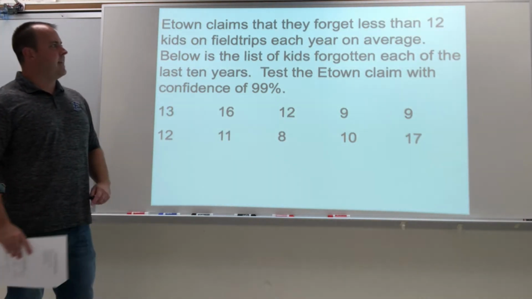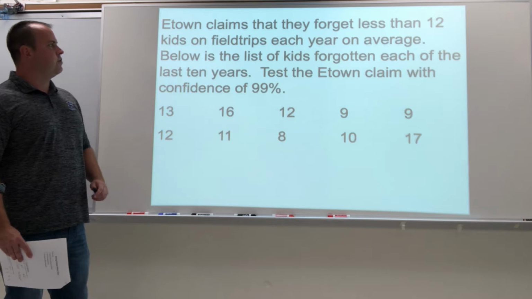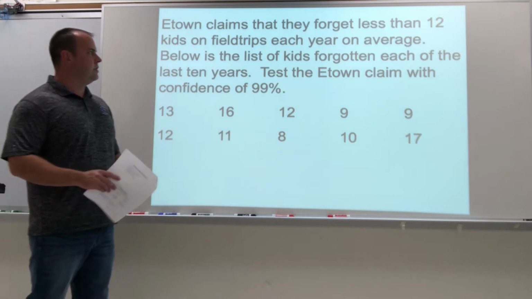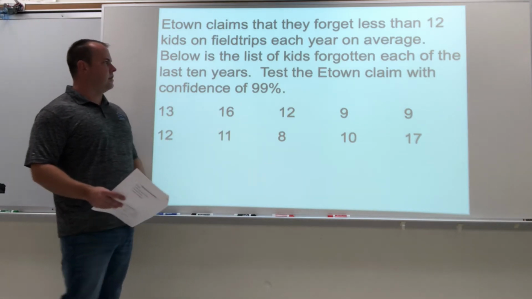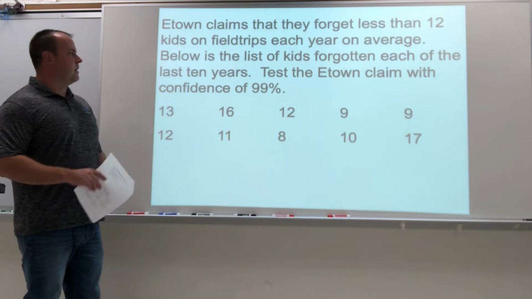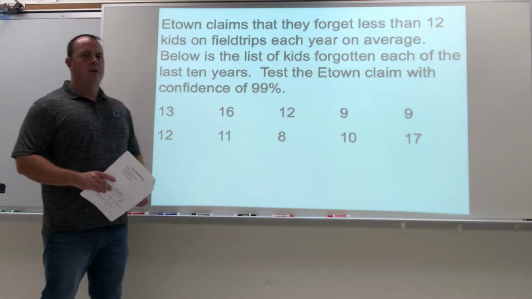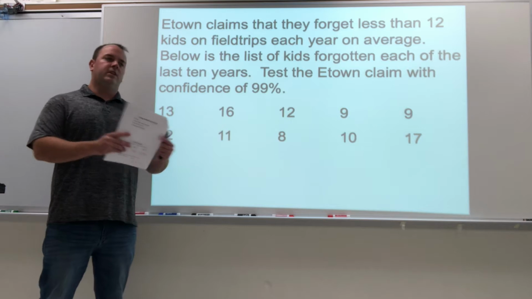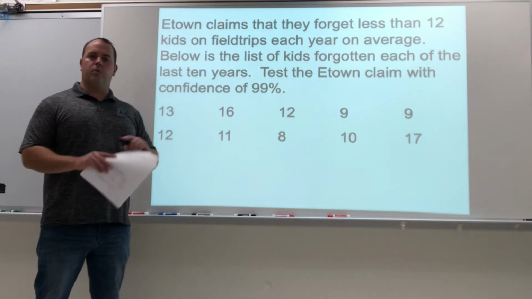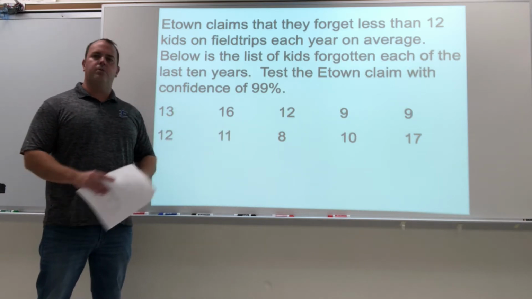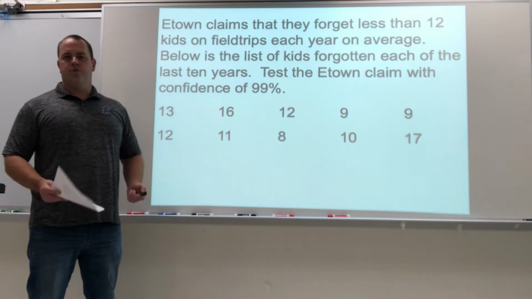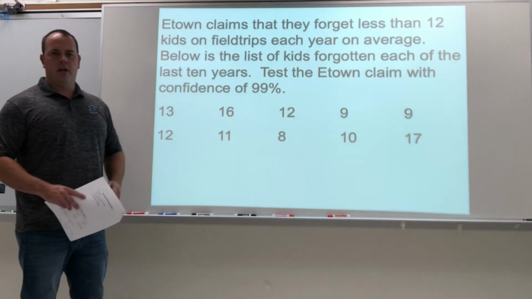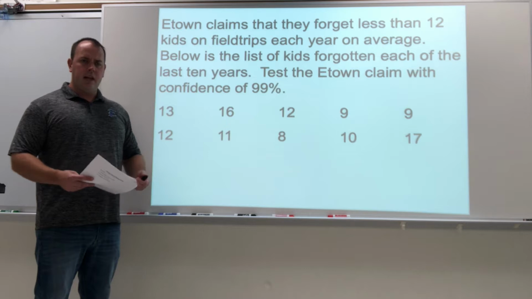E-Town claims that they forget less than 12 kids on field trips each year on average. Below is a list of kids forgotten each of the last 10 years. Test the E-Town claim with confidence of 99%. Okay, so again, with the conditions, we're assuming they're satisfied. We're assuming a normal distribution, randomness, as random as we can be, and now we're going to go ahead and calculate and run our hypothesis.